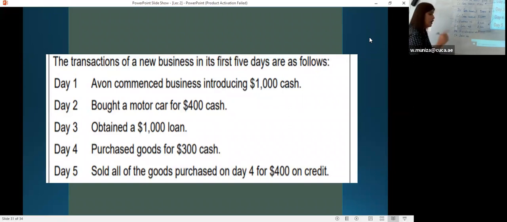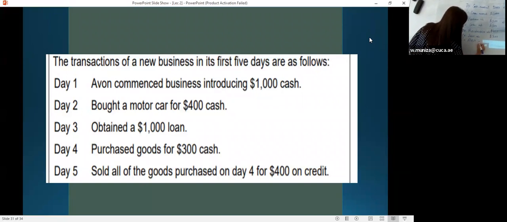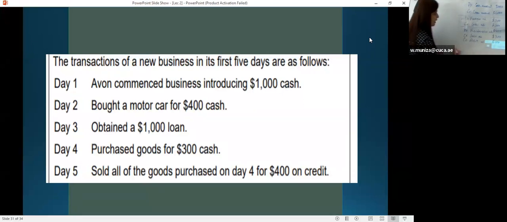$400. How much amount of goods have we sold? 300. 100 is still missing. What is that 100? Very good. Profit. Credit is going to be one more account that is profitable. How much profit? 100. So now, on the opposite side, more than one account is credited.